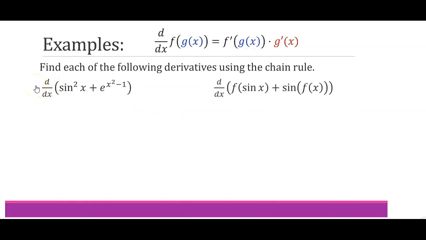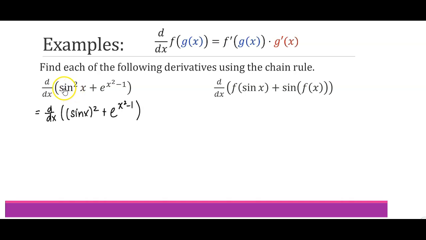Here's a few more examples. So we're going to find the derivative with respect to x of sine squared x plus e to the power of x squared minus 1. Since each of these is added together, I can take the derivative of each part separately. Each part is going to require a chain rule. Here, I'm going to begin by rewriting this as the derivative with respect to x of the quantity sine x squared, and then plus e to the x squared minus 1.